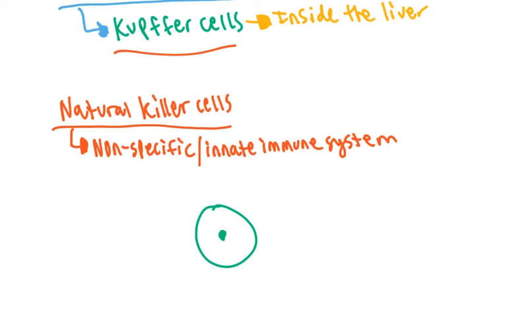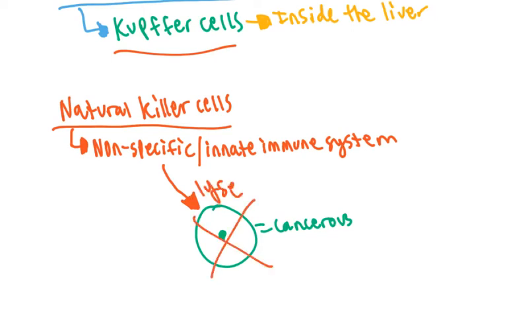So if they see something wrong, some wrong protein or a cancerous cell, it's not going to care. It's just going to see a cancerous cell and try to destroy it. So if a natural killer cell sees a cancer cell, it's just going to lyse it, because again, it's not part of the adaptive immune system. Natural killer cells are part of the innate immune system.